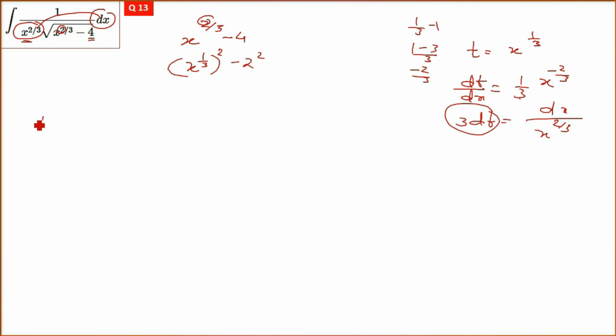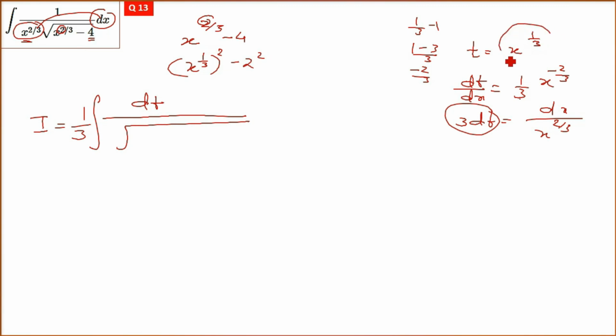So the integration will be something like this. We have this dx by x to the power 2 by 3, so dt, this is 1 by 3, and this will be under root x to the power 2 by 3, because we have taken x raised to 1 by 3 as t. This will be t square minus 2 square. Now we have formulated it in terms of a formula that is easily integrable. We have a direct result for dx by under root x square minus a square, and that will be in the log term. You know already that.